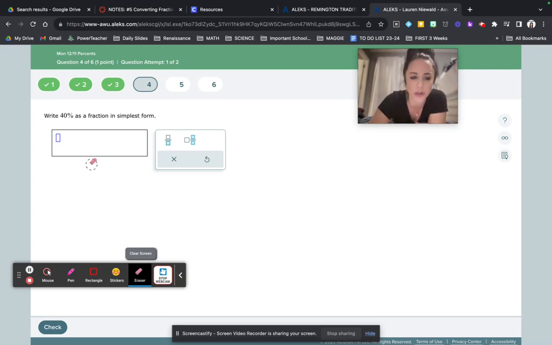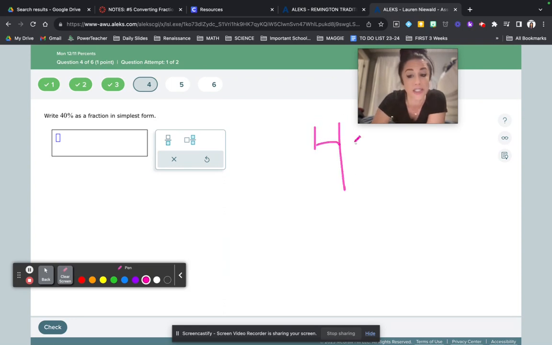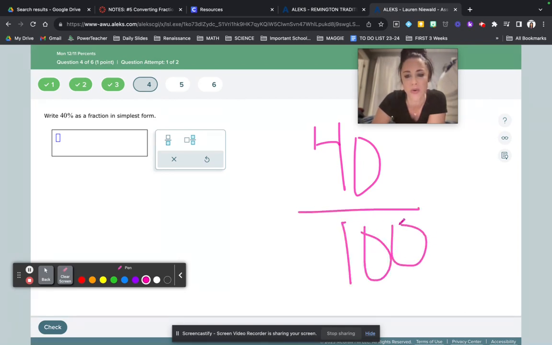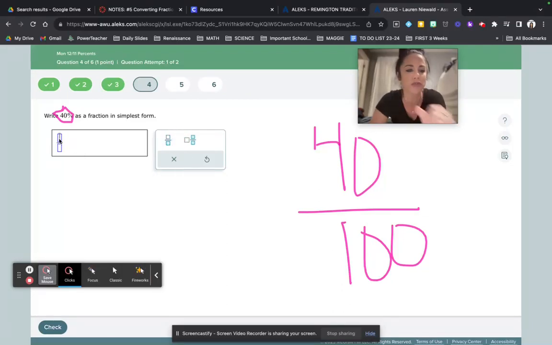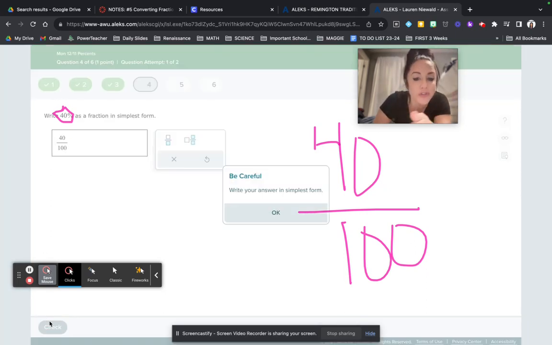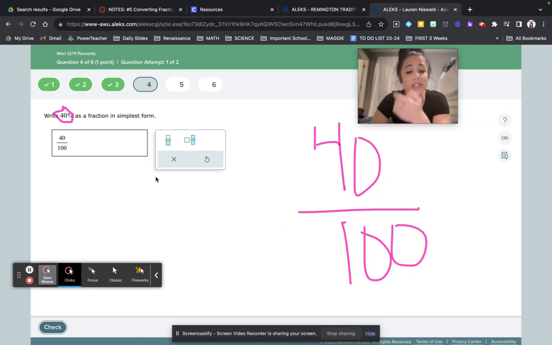Here we go. So 40% as a fraction. Well, we already said a percent is out of 100, right? So if we're talking about 40%, it means 40 out of 100. Cool. So whatever the number is, that's what you put over 100. I'm going to make sure it's in fraction form. It is 40 over 100. That one I thought was pretty easy. Hopefully you did too. Oh, this said in simplest form. My bad.